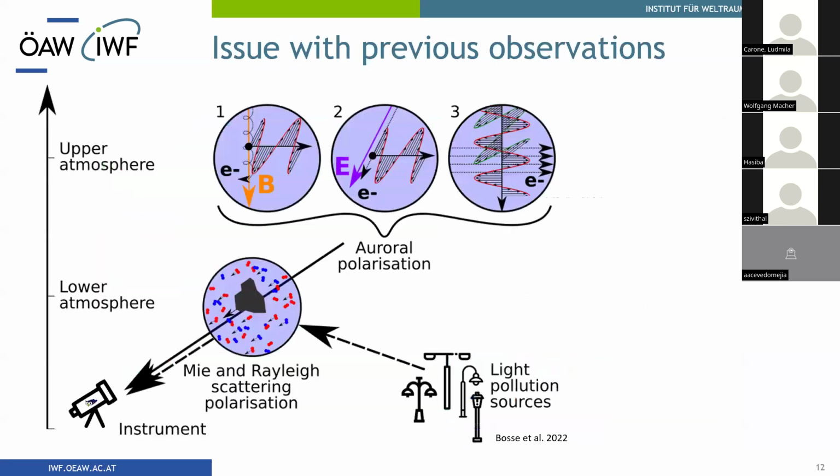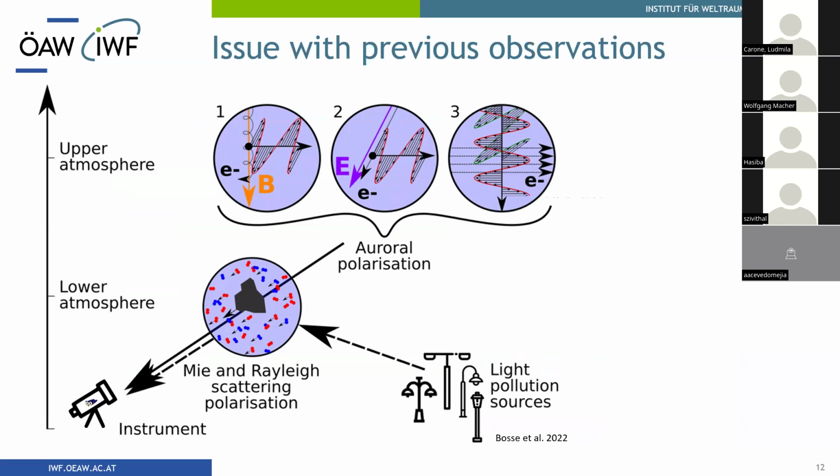I said on the ground because this is one of the issues with previous observations. You have the aurora higher up in the atmosphere, where you have different processes. They could polarize the light, and then you observe it from the ground. But in between, you have the lower atmosphere. And the lower atmosphere has a lot of aerosol, just higher density. And you can have scattering.